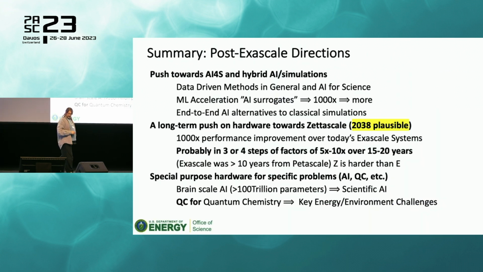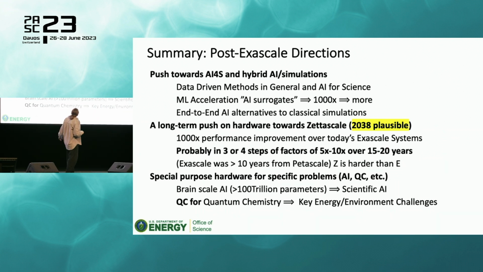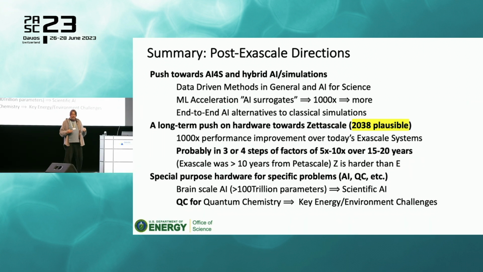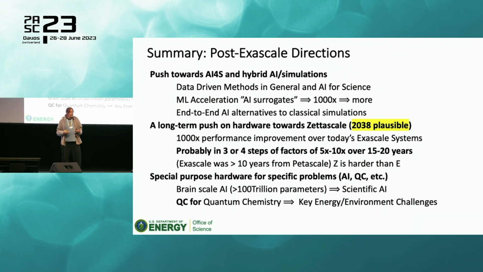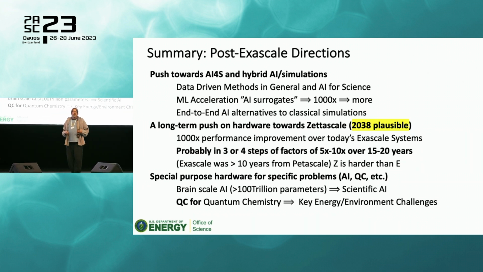So let me just stop here. This is my kind of summary slide. We're going to push towards AI for science. That's going to, by necessity, scoop up a lot of HPC technology and hybridize with it. We're going to make a long-term push on hardware towards zetta scale. We have to do that. Quantum is not going to rescue us anytime soon. And the AI applications, while they're great at advancing, low precision alone is not going to serve the science. So we have to find the right balance there.